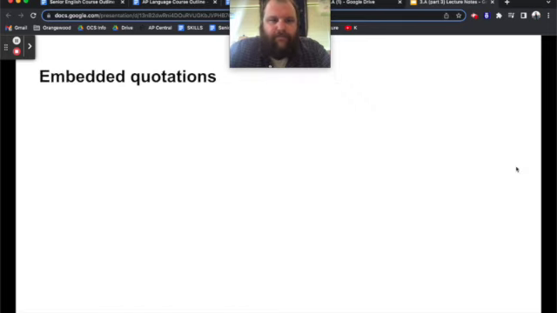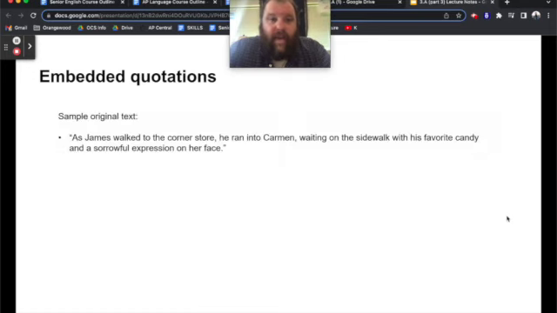So let's look at some embedded quotations. Here is the original text that we're going to use. We're pretending that this sentence is what we want to use. The original text says this: as James walked to the corner store, he ran into Carmen, waiting on the sidewalk with his favorite candy and a sorrowful expression on her face.